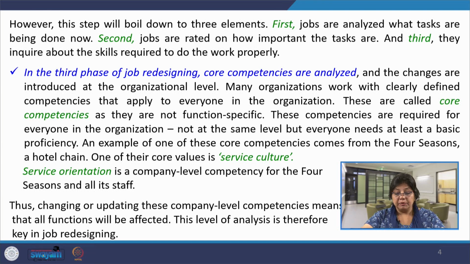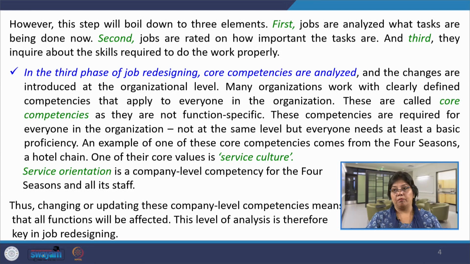proficiency. For example, take any hotel chain, for example, Four Seasons, as mentioned in the example on this slide. What is the basic competency or work value which is core to the whole hotel chain? That is service culture. Right from the top to the bottom, every employee will focus on delivering a culture of service where hospitality is the topmost goal of every employee.